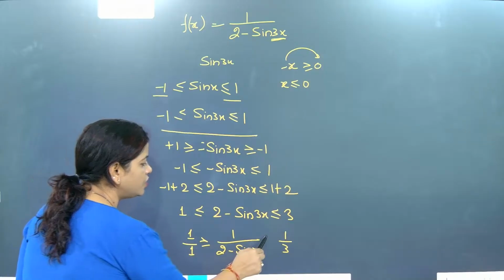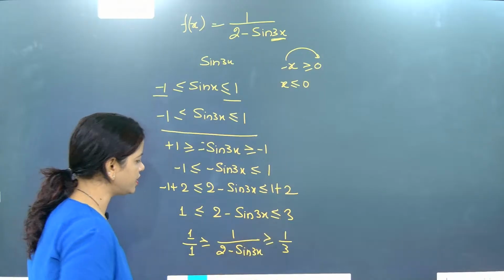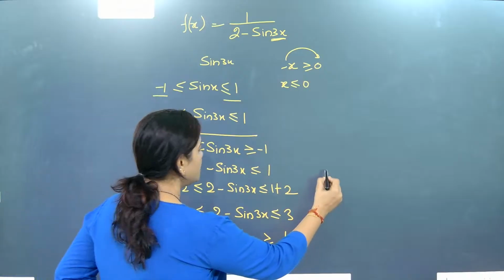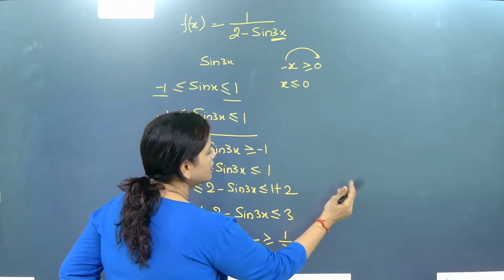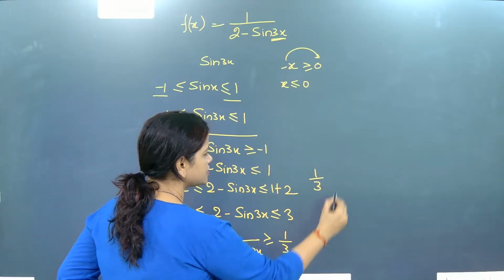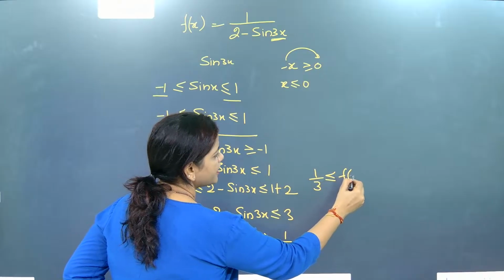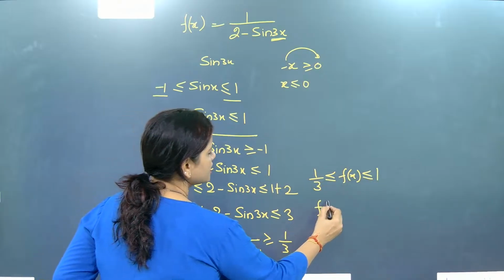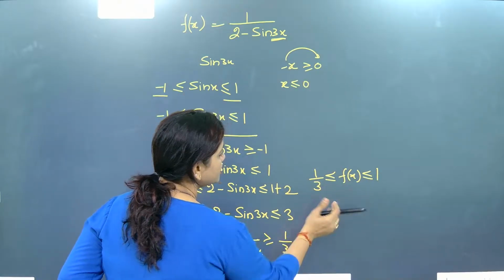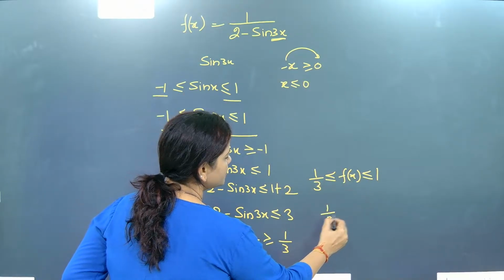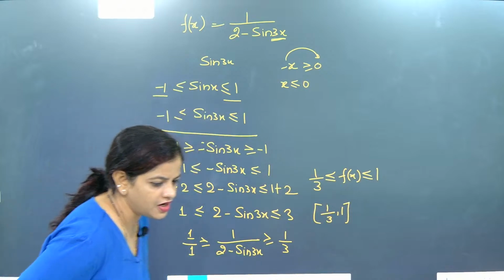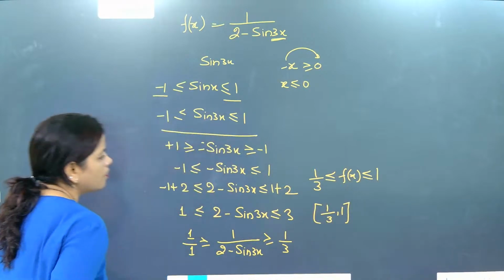And now the moment you have changed the sign, you are up to the part, because this was nothing but f of x. So now, beta, 1 by 3 will come first, then f of x, and then 1. And 100% f of x, that means x will be belonging. So this is exactly the range. The range will come 1 by 3 to 1. Closed interval, not open interval. The range will go 1 by 3 to 1.